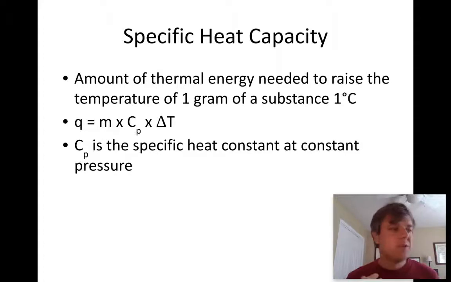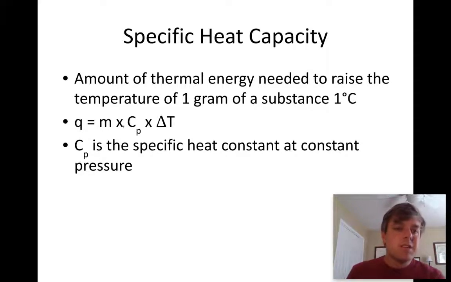The way you assume the pressure is the same is you leave whatever you're working with open to the atmosphere, and atmospheric pressure is relatively constant unless a tornado passes overhead in the middle of your lab experiment. So essentially, you just don't seal things up. We're not doing these experiments in a pressure cooker. That requires a whole different mathematical formula to work with.